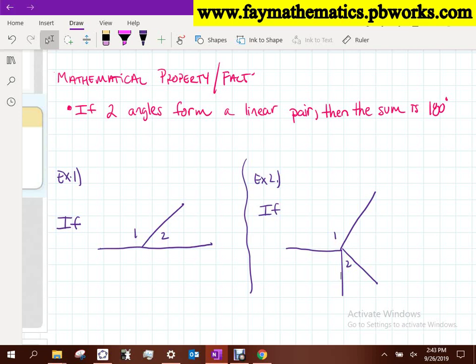If I say I cannot tell you 2 angles are congruent, it doesn't mean the angles aren't congruent. It just means I can't tell you that. I don't have enough information. Does that make sense? Okay.